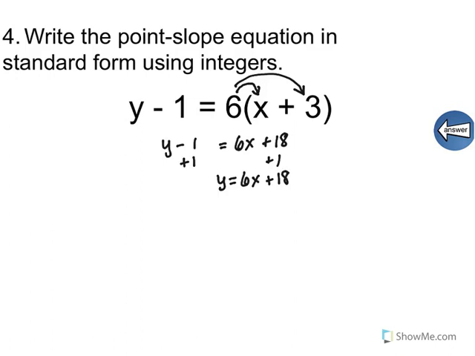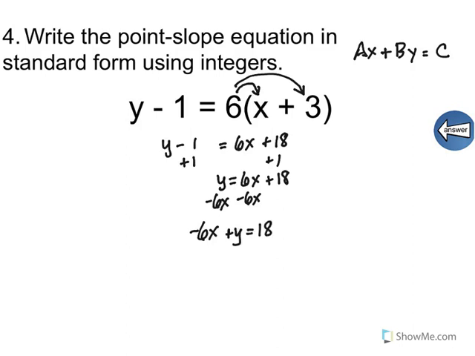Now, we're putting it in standard form, and so to put it in standard form, we need to get the x and the y term on the same side, and this constant of 18 needs to be by itself, so that we have ax plus by equals c form. So we're going to start by subtracting the 6x on both sides, so that the x and the y term are on the same side. So what we would have is -6x plus y equals +18.